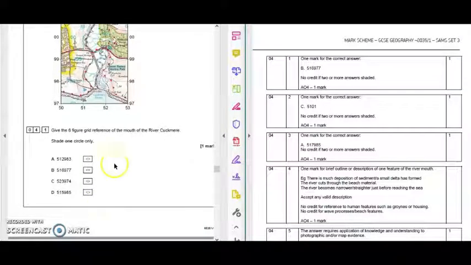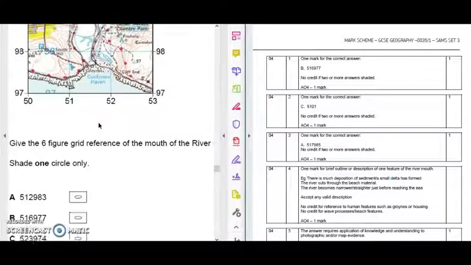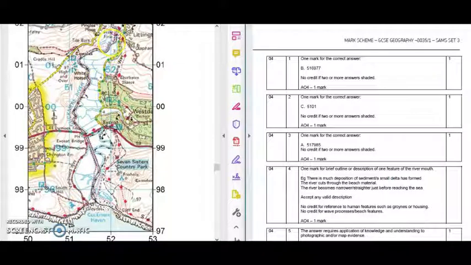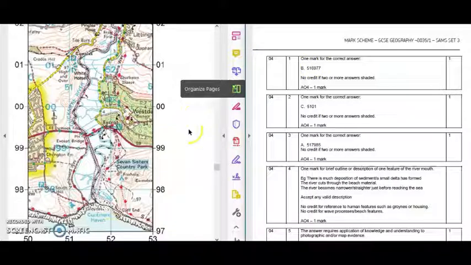4.1, give the six-figure grid reference of the mouth of the river Cuckmere. So the mouth of the river, that is where the river meets the sea. So you've got four options. I'll zoom into the figure. Here it is. So you've got the river coming down here, and then you've got the sea here. So the answer for the first question is B.